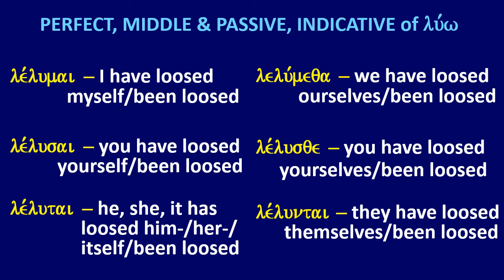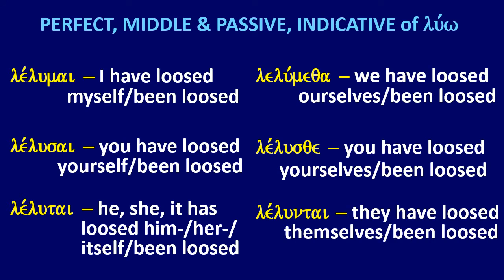You'll notice as well that the endings look very familiar. Lelumai, lelusai, lelutai, lelumetha, leluschte, and leluntai. Those endings are the same as the middle and passive voice forms for the present tense, the only difference being that there's no connecting vowel. So it's not like you're going to have to learn a whole new set of endings. And one thing to note as well, these are the perfect middle and passive indicative forms for the first perfect. In fact, the first perfect is the only set for the perfect tense form. There are no separate second perfect forms for middle and passive voice.